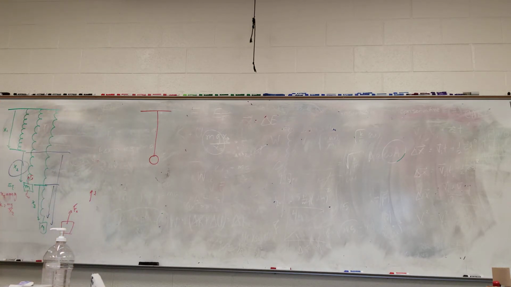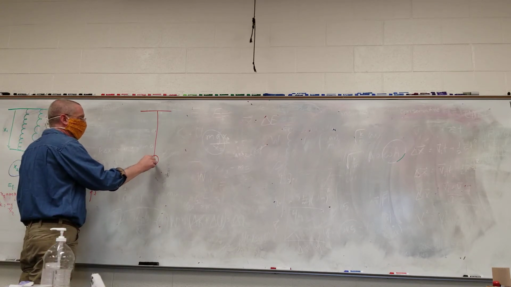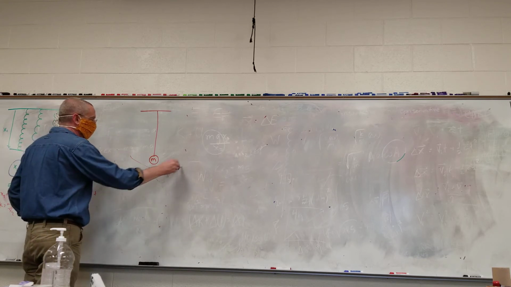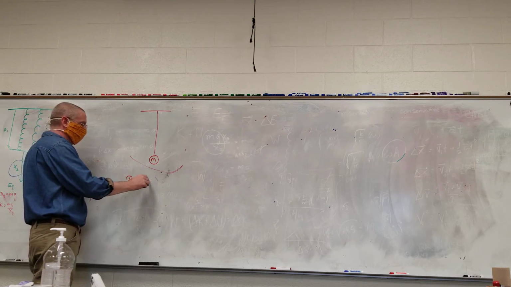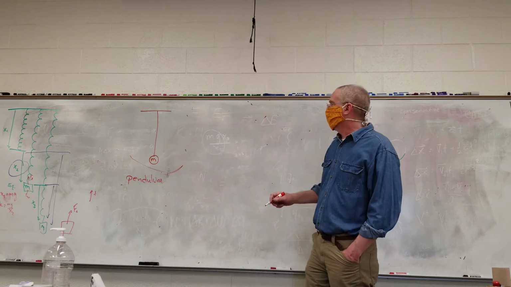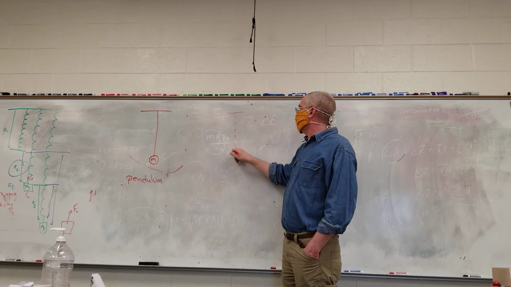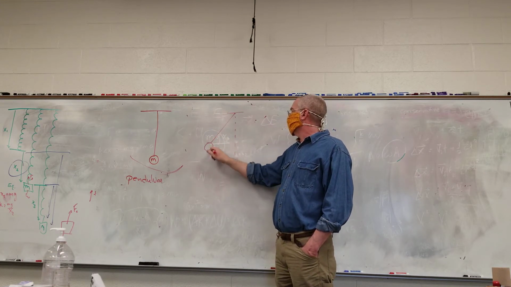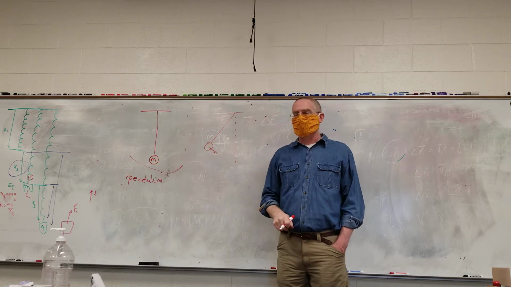All right, so I have a mass hanging from a string. I'm going to pull this back and I'm going to let go. So this is basically a pendulum. The dotted line represents that natural hanging length, and I pull it up to here and I let go. So it's going to go in that direction.